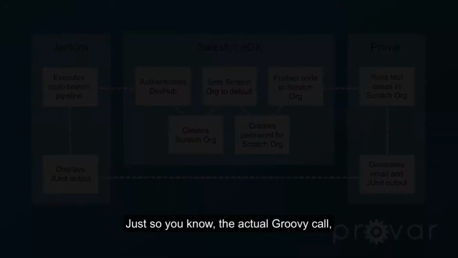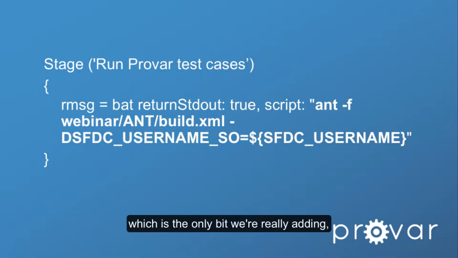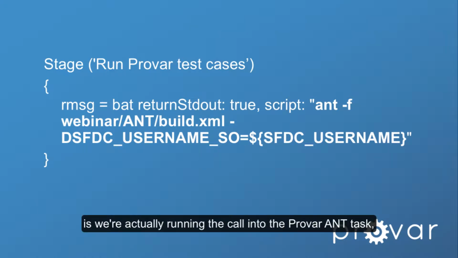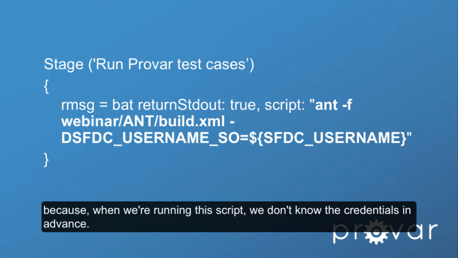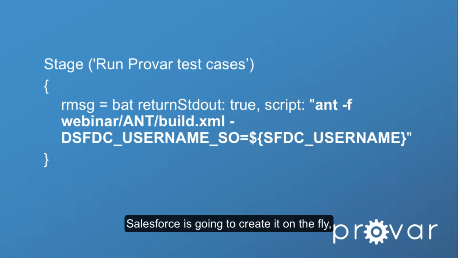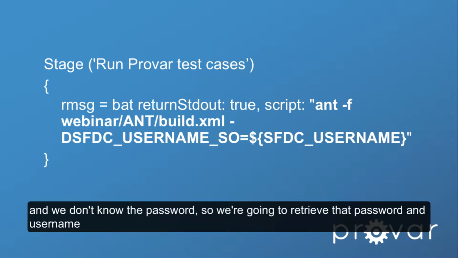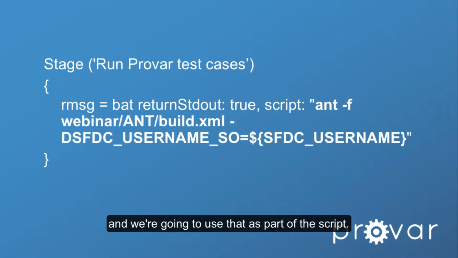So just so you know, the actual Groovy call, which is the only bit we're really adding, the rest of it is standard Salesforce DX, is we're actually running the call into the Provar ANT task. But the important thing as well is that we're passing in the username, because when we're running this script, we don't know the credentials in advance. Salesforce is going to create it on the fly, and we don't know the password. So we're going to retrieve that password and username, and we're going to use that as part of the script.